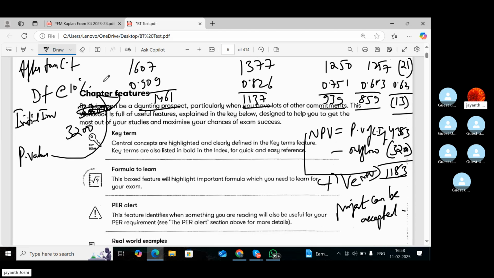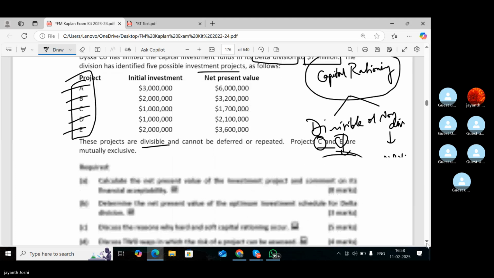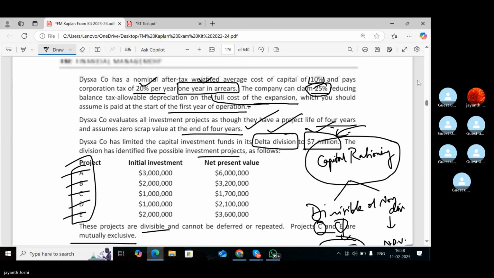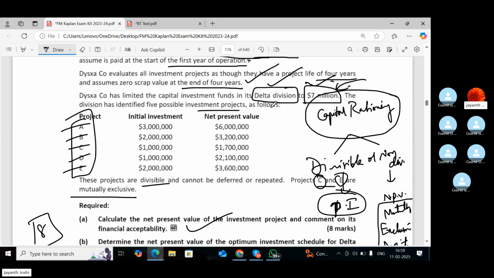Okay, let's solve the second question. So second question is about, you have done the first question, 8 marks we have secured. Now they're asking, determine the NPV of the optimum investment schedule for delta division. So we are going to see the delta. Okay. So this is the delta division, and these are divisible projects. Yes, the projects are divisible.